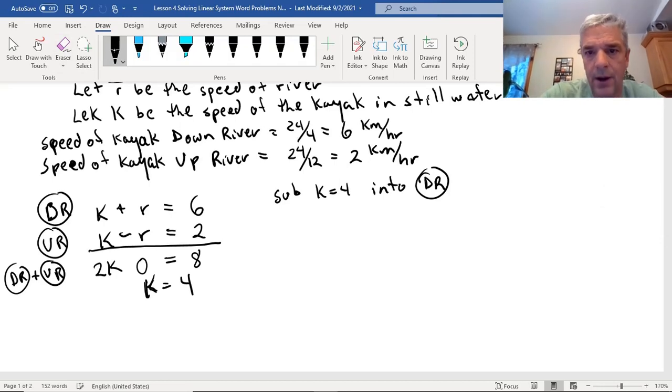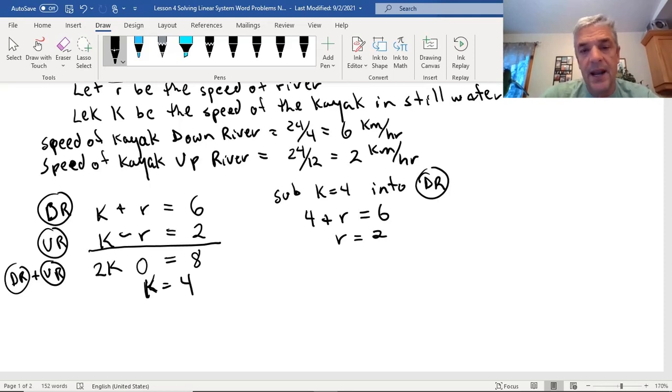So dr being k plus 4. So I'm going to have r, k plus r. So 4 plus r equals 6, which is really the dr with k substituted in for 4. And therefore r clearly equals 2. So the speed of the river is 2. And now I've calculated my r. I've calculated my k, both here, and I just have to write a concluding statement that makes sense.